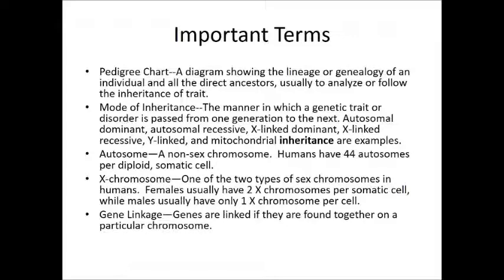We mentioned autosomal dominant and autosomal recessive traits. An autosome is a non-sex chromosome. A human typically has 44 autosomes per diploid, somatic, or body cell. Also, we need to know what an X chromosome is. Humans have two sex chromosomes, an X and a Y. The X chromosome is one of those. Females typically have two X chromosomes per somatic cell, while males only usually have one per somatic cell.